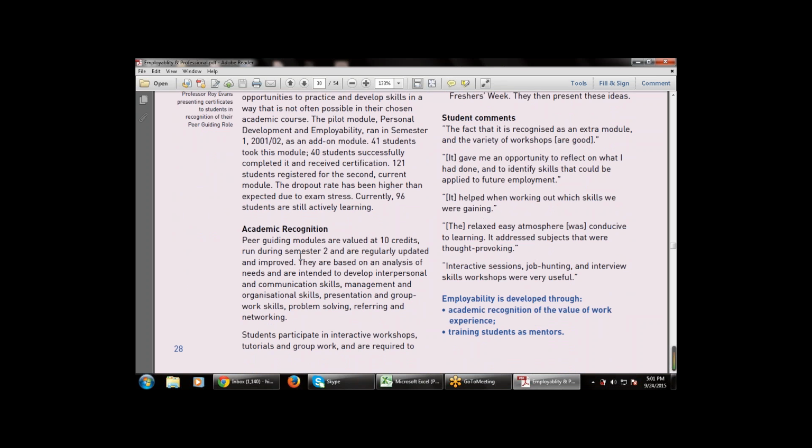The next is academic recognition. Peer guiding modules are valued at 10 credits, run during the second semester, and are regularly updated and improved. That is academic recognition. There must be a proper academic recognition, based on an analysis of needs and intended to develop interpersonal and communication skills. A student can also participate in group skills, problem solving and various networking.